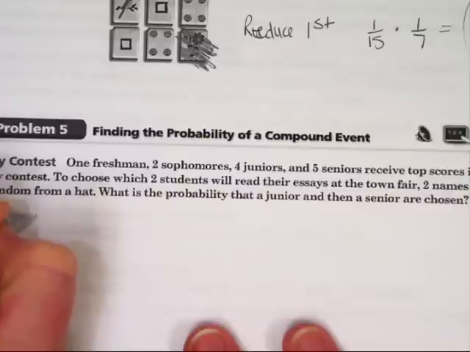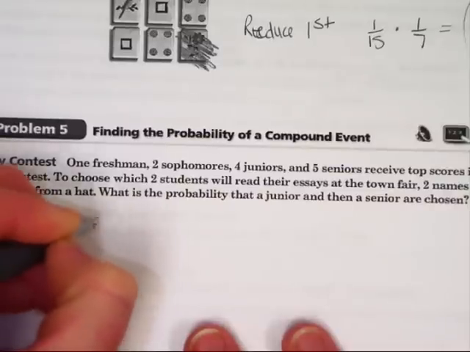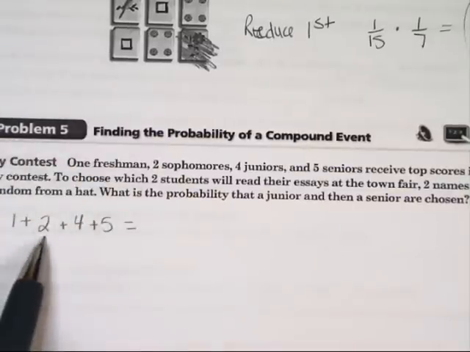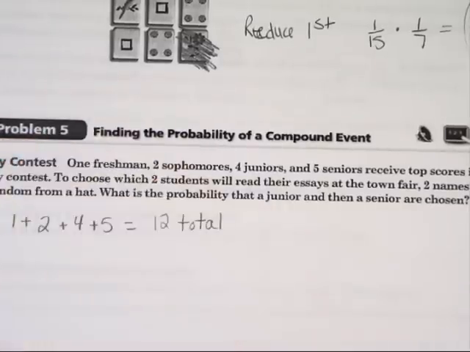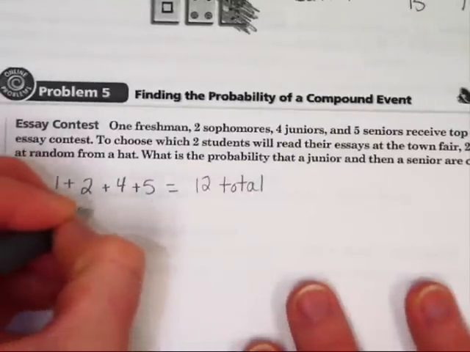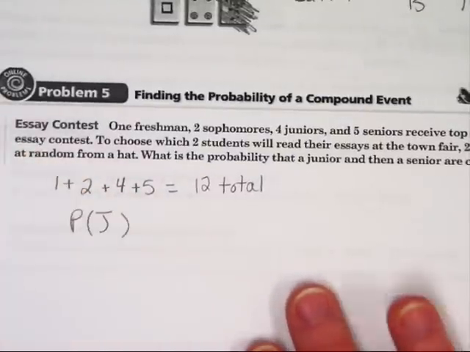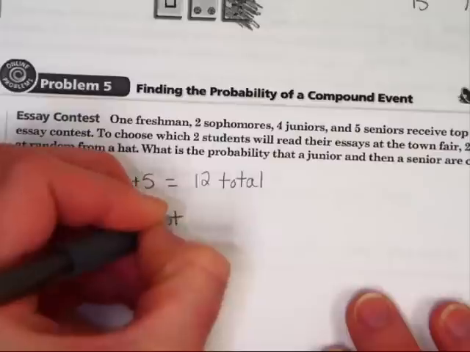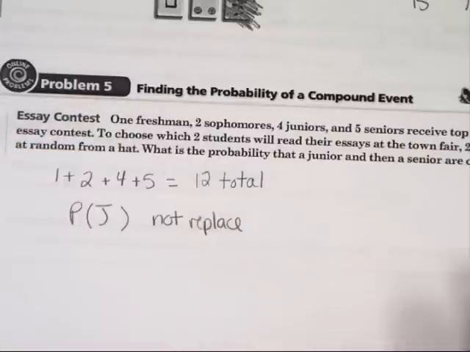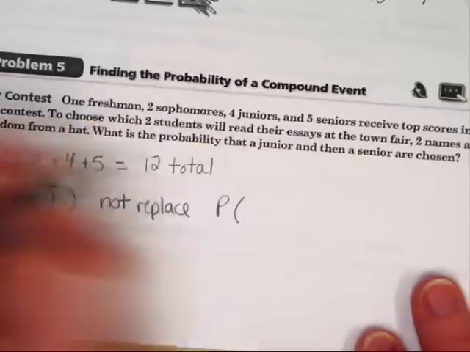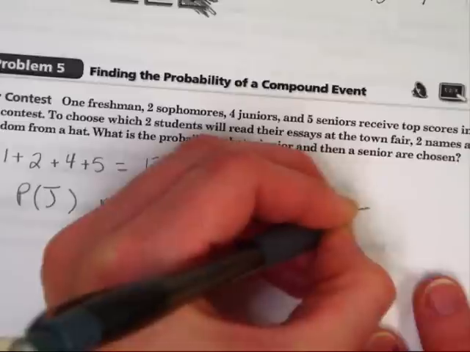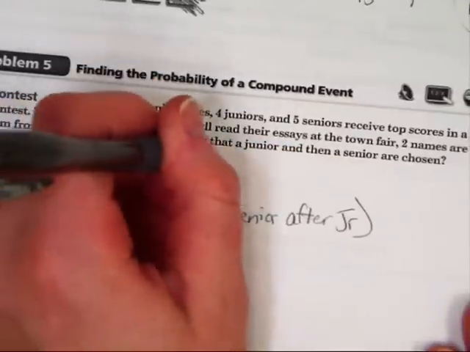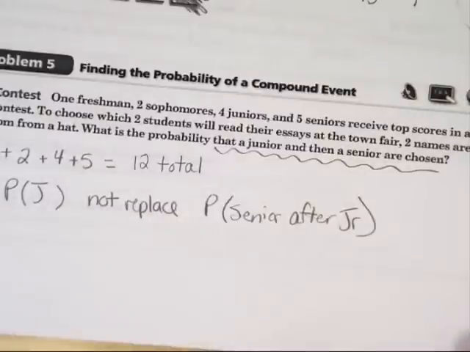Alright, first of all, let's add them all up. 1 freshman, 2 sophomores, 4 juniors, 5 seniors. 1 plus 2 is 3, plus 4 is 7, plus 5 is 12 total. Alright, now I want the probability of a junior, and then we are not replacing because it's not like we want the junior to read it twice. I get the probability of a senior after the junior, okay? Because that's what it says. It says a junior and then a senior.